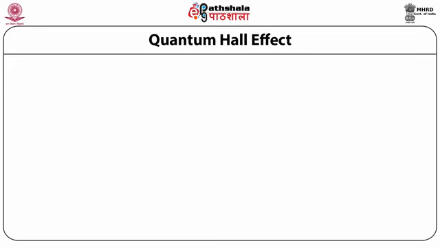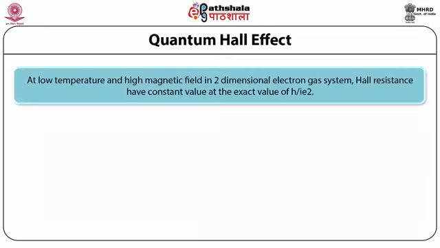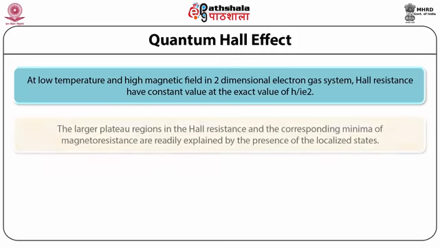Then next comes the quantum Hall effect. At low temperature, the Hall resistance of a two-dimensional system is found to have a constant value at the exact value of h by i e square, where i is an integer, h is Planck's constant, and e is the electronic charge. At the same time, the magnetoresistance drops to a negligible value in the applied magnetic field range where the Hall resistance shows the plateaus.